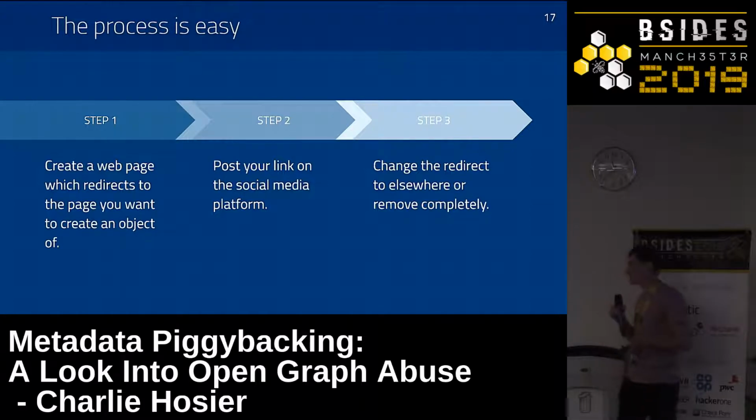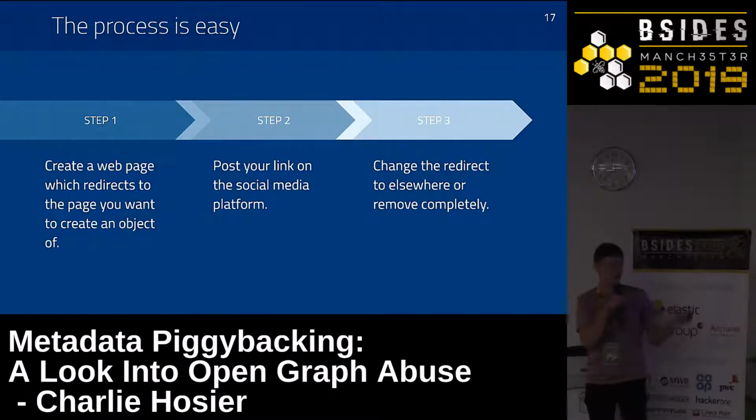The process of doing this is fairly easy and straightforward. First, we create a web page which redirects to the target site. If we're trying to mimic, for example, Facebook, I just set a redirect to Facebook on my website. So when the bot crawls my website, it follows the redirect and parses the HTML tags for Facebook. We then post a link onto the social media platform, and the bot will crawl this and create the Open Graph object. And then all we need to do is change the redirect. So now instead of redirecting to Facebook, it redirects elsewhere. Because the Open Graph object is cached, when a user then sees that Open Graph object, they're going to see that it looks like it redirects to Facebook, but actually it will redirect elsewhere.